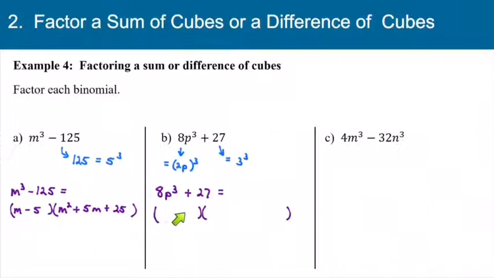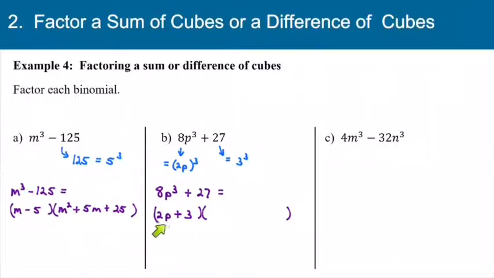And now we say, what is this the third power of? 8p to the third is the third power of 2p. So 2p is going to go here. Same sign as in the problem. And what is this the third power of? 27 is the third power of 3. So we'll have 3 here.